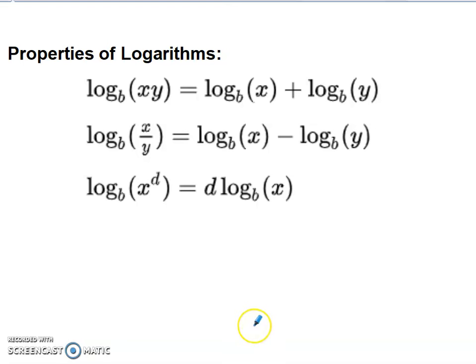The process is going to involve these properties of logarithms that you would remember from your Algebra 2 or pre-calculus course. So if you have the logarithm of a product, you can break that up into the sum of two separate logarithms. If you have the logarithm of a quotient, you can break that up into the difference of two separate logarithms. And if you have an exponent applied to something that's within a logarithm, you can actually bring the exponent down in front as the coefficient of that logarithm.